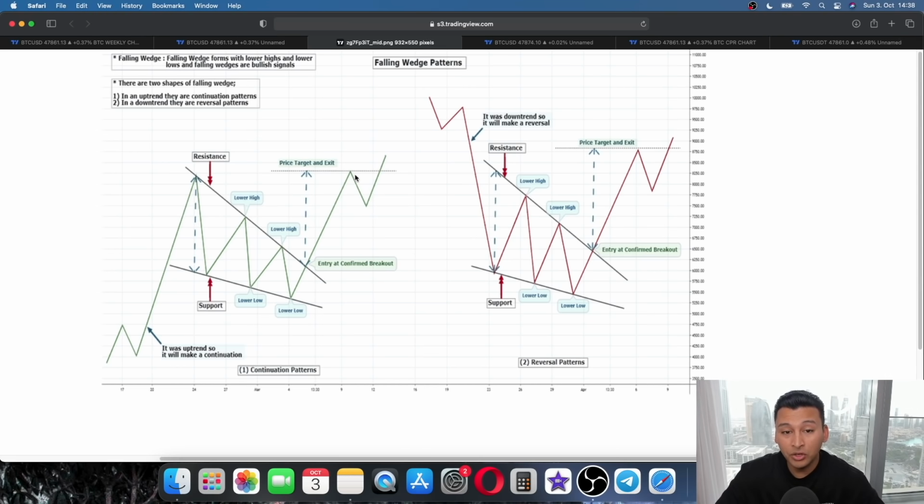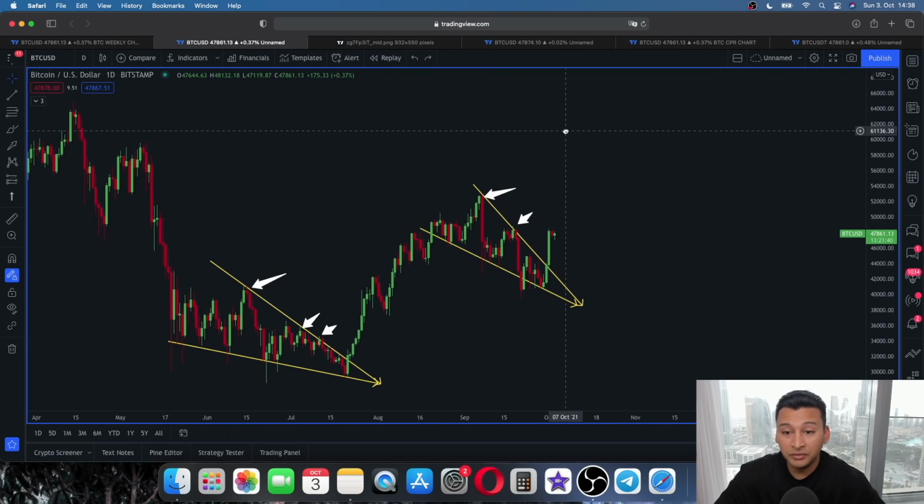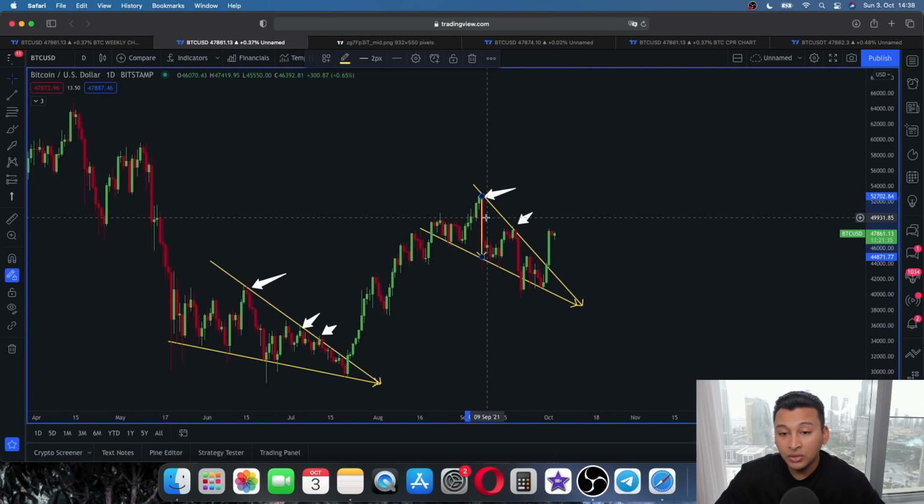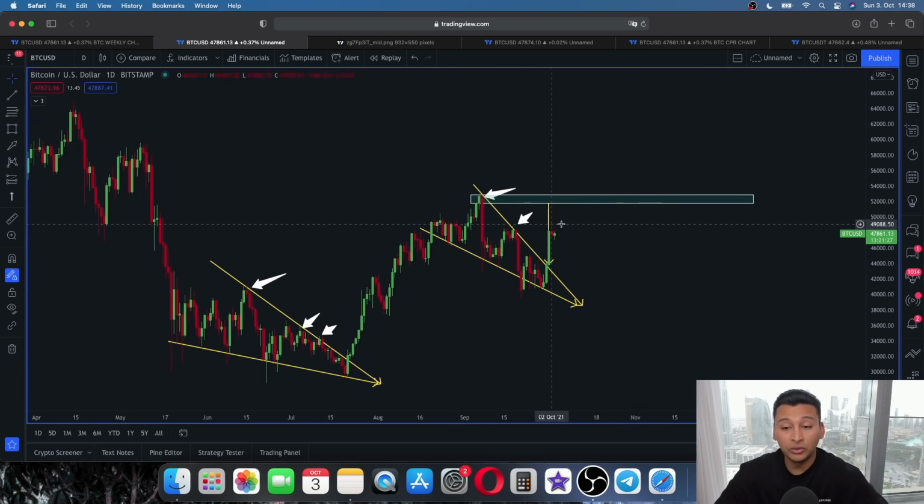So according to this falling wedge as well, as I've already shown you in my yesterday video, the price of Bitcoin could be heading towards this price range of 51 to 52,000 here in the upcoming days. So this 51 to 52,000 is going to be our first price target according to this falling wedge.